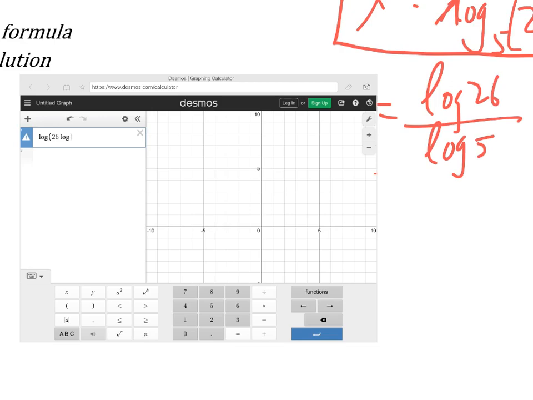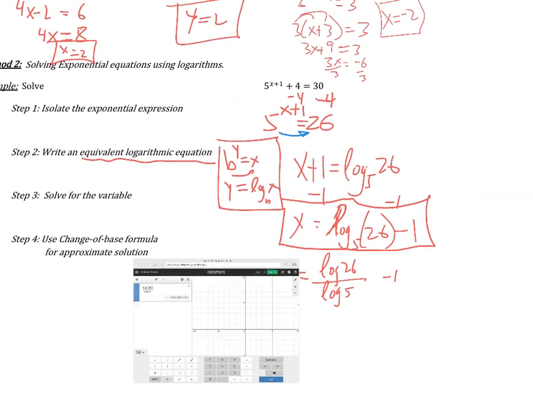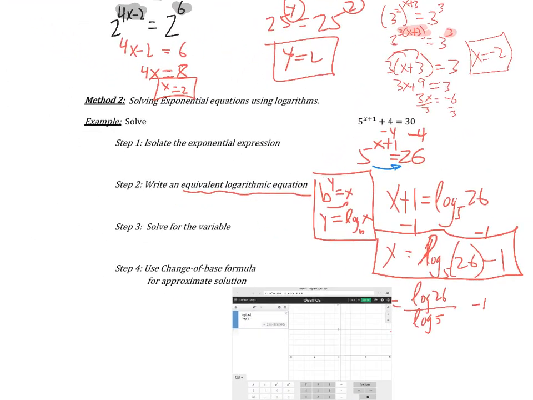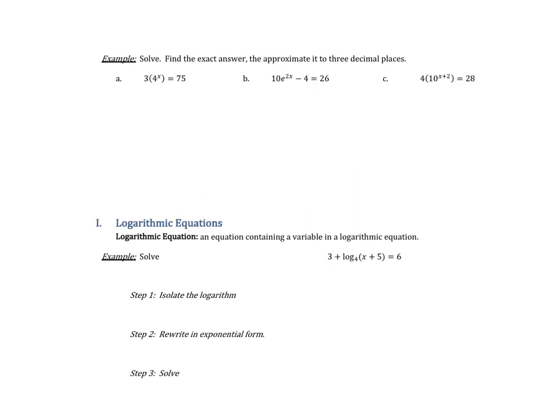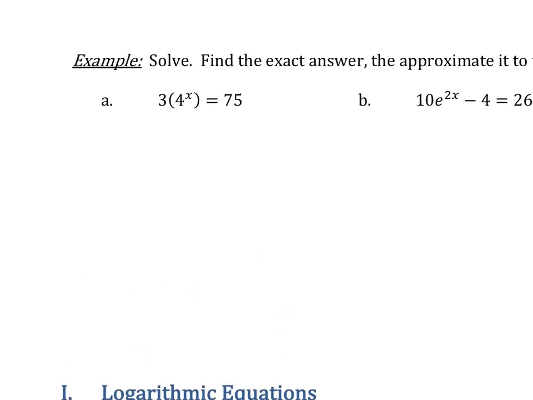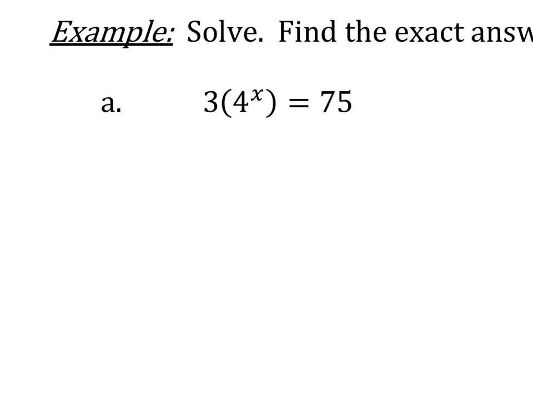We change it to a logarithm, and then we use the change of base. We can find the exact answer, then we can use the change of base if we want an approximate answer. So let's try that same step to find the exact answer of these and then the approximate answer. Okay, so don't change it yet. You want to get that exponential all by itself. That 4 to the x in this case, so divide the 3 off. 4 to the x equals 25.